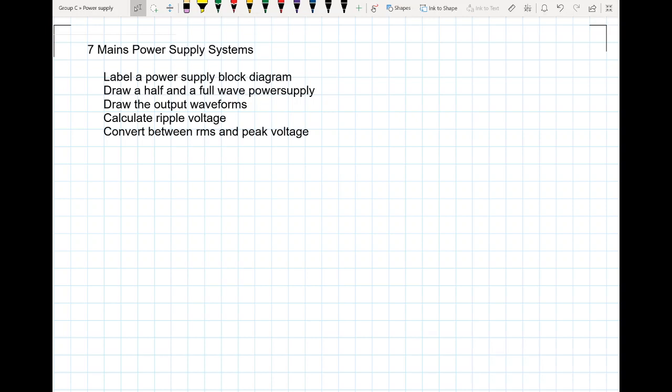Okay, topic 7, we're going to look at a mains power supply, and it's something we'll actually go on to again next year, but we'll understand a basic power supply, so we're going to need to understand a half wave and a full wave rectifier. We'll also look at the waveforms that we get in the various parts of the power supply, and we'll need to look at ripple voltage and converting between RMS and P.